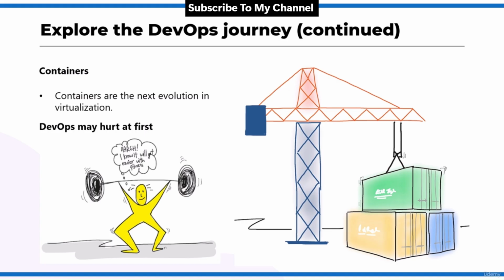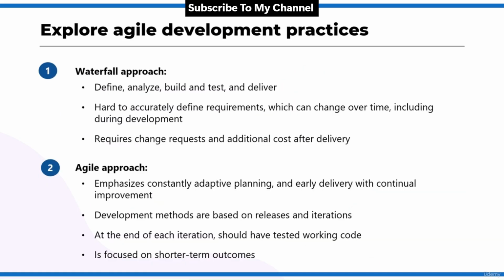But ultimately at the end of this, everything will be automated. Everything will be smooth and you will be able to deliver value to your customers. That's the most important thing. Now, once we understand what DevOps is, we need to explore agile development practices.